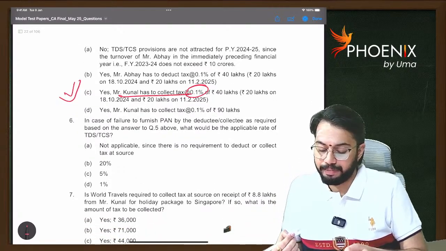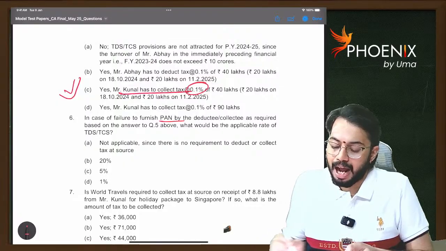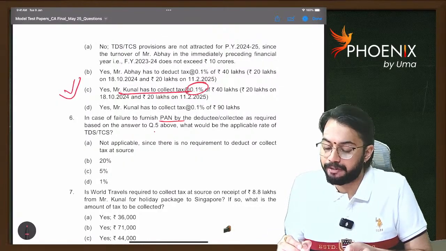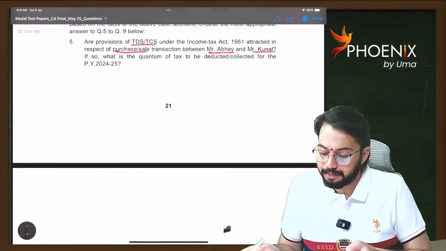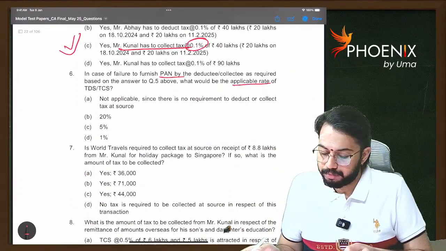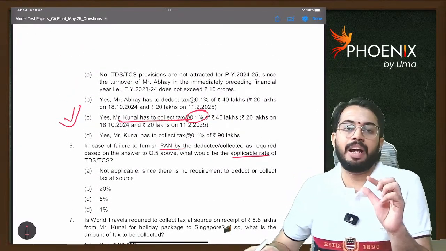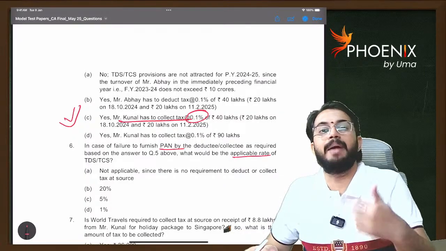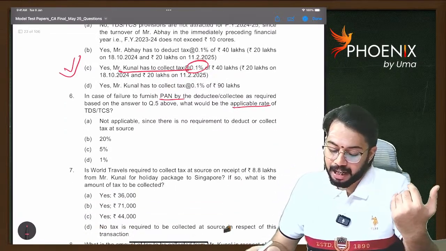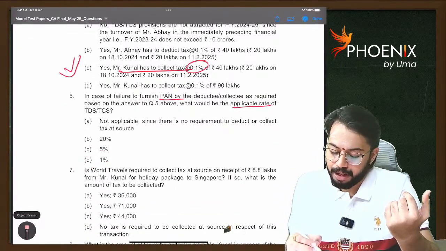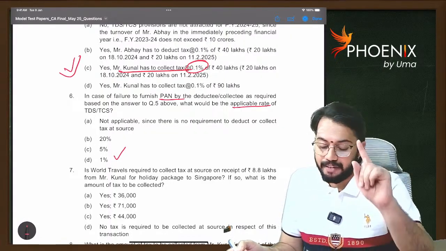This is the answer. In case of failure to furnish PAN by the deductee or collectee as required based on the answer to question 5 above, what would be the applicable rate of TDS or TCS? See, the seller is required to collect TCS at 0.1% provided the PAN number is given. If the PAN number is not given, then TCS will be collected at the rate of 1%. Are you able to understand? PAN given, 0.1%. If PAN is not given, the TCS rate is 1%.